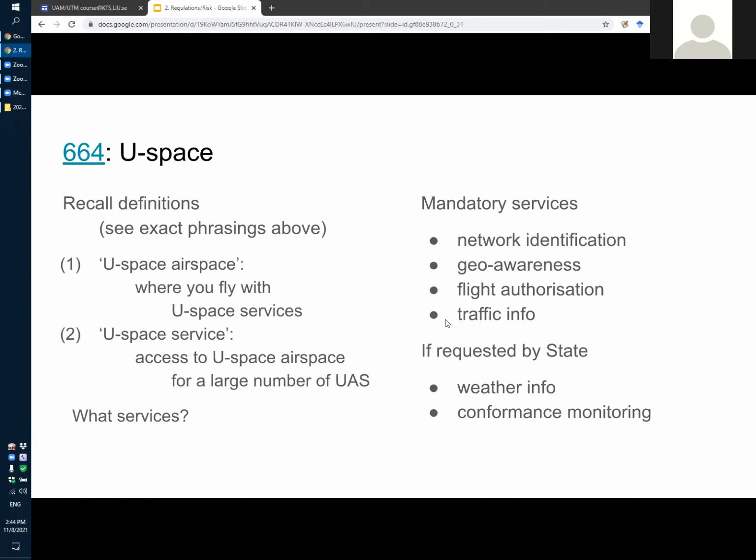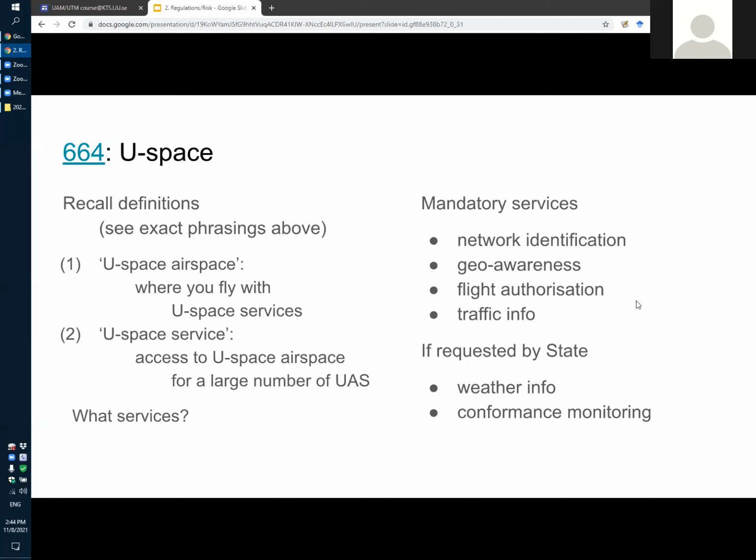Now, there are 4 mandatory services specified in the regulation, and they are network identification, geo-awareness, flight authorization, and traffic information. In addition, if the member state, or the competent authority, the National Aviation Authority, requires, you also have to provide weather information and conformance monitoring. So these are the services in the regulation. In CONOPS, you can find many, many more services. Of course, people are thinking about other services.